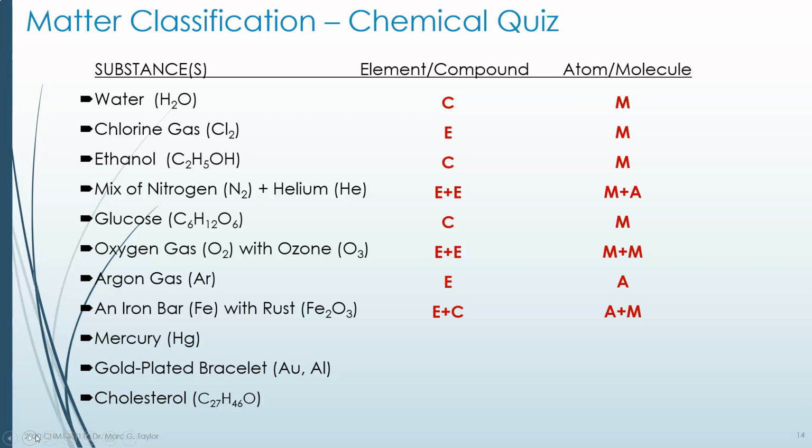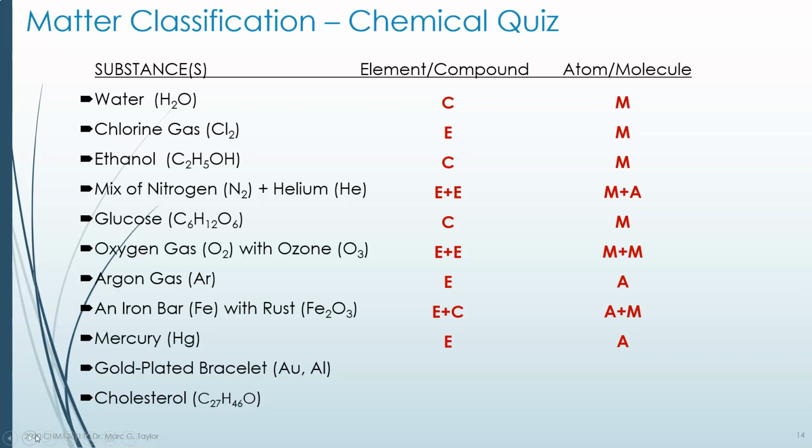Mercury, the only liquid metal, there are actually 2 liquids in the periodic table, elements that are liquids at room temperature, mercury and bromine, liquid that I mentioned earlier. Mercury is a metal. It's a single atom metal. Hg is the symbol. And so it's an element. It's one thing, one kind of thing, and it's only one atom.